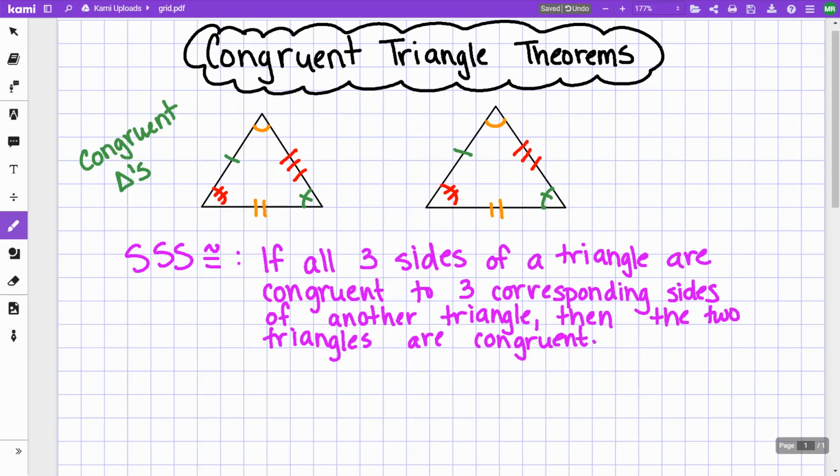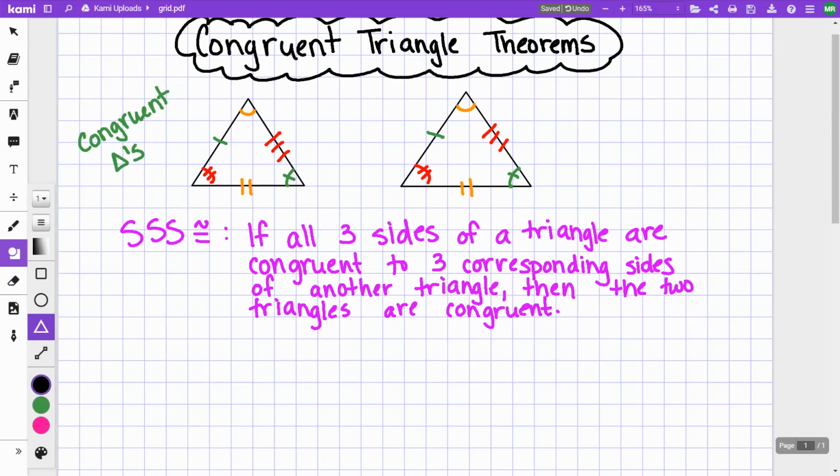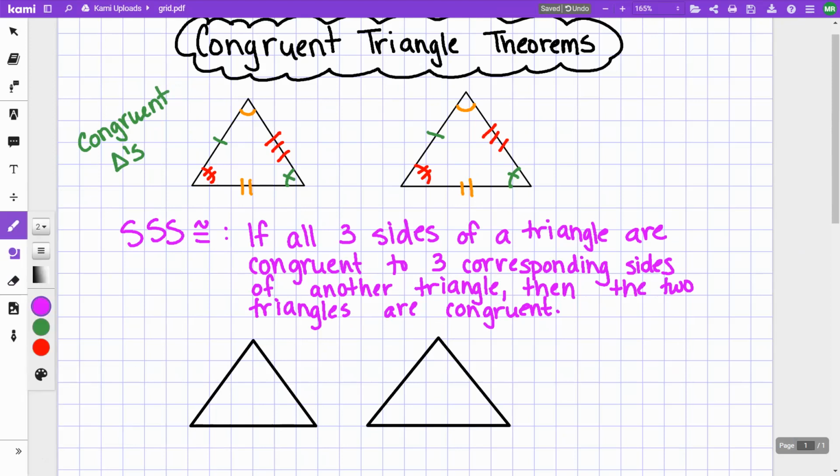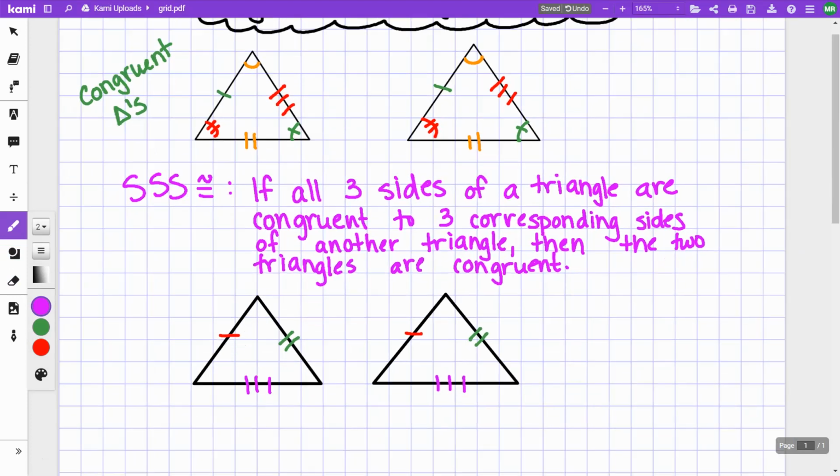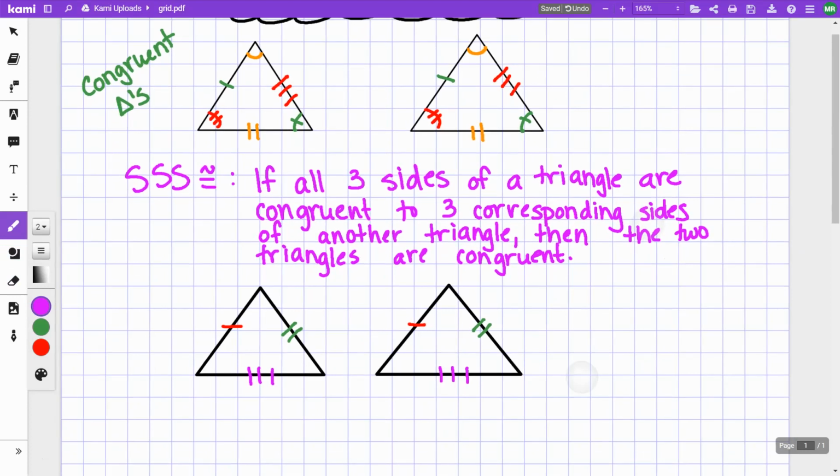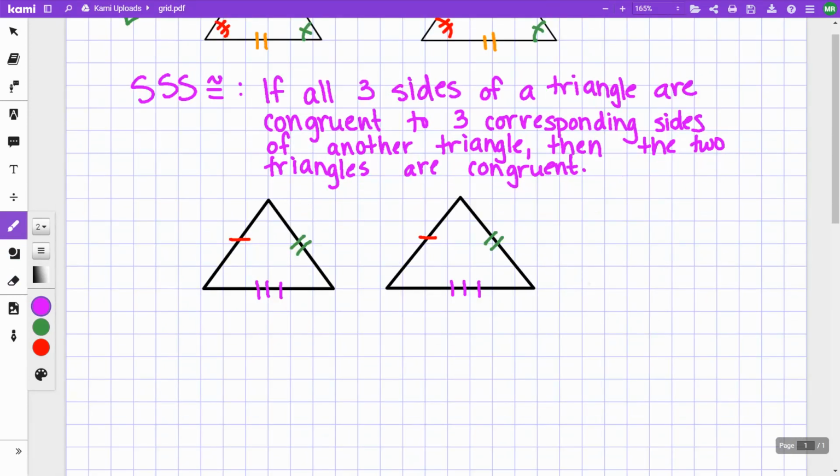And so this in particular is going to be a situation where if I have 2 triangles, and I know that this side is the same as this side, and this side is the same as this side, and this side is the same as this side, then these triangles are congruent. So knowing 3 sides that they are congruent is enough to decide that 2 triangles are congruent.